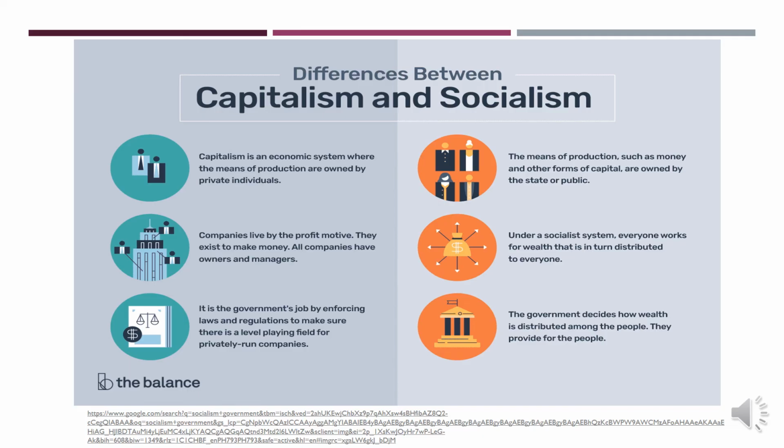On the other side, under a socialist system, everyone works for wealth that is in turn distributed to everyone, for the good of everyone in this country. On the left side again, it is the government's job, by enforcing laws and regulations, to make sure that there is a level playing field for privately run companies. But on the right side, the government decides how wealth is distributed among the people. They provide for the people, and that is the responsibility, of course, of our national government.